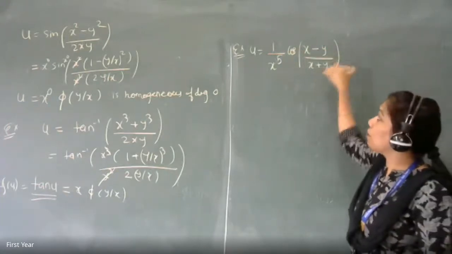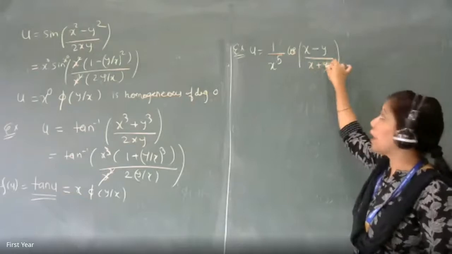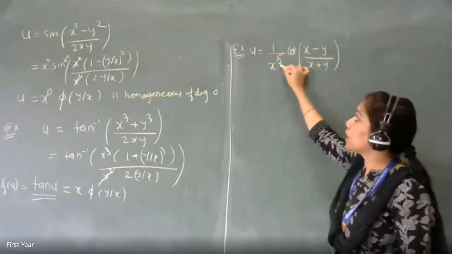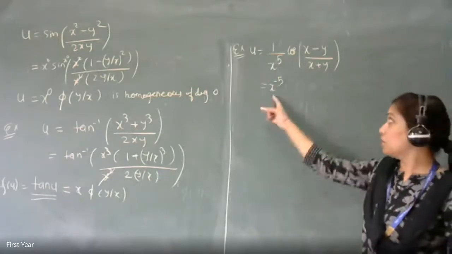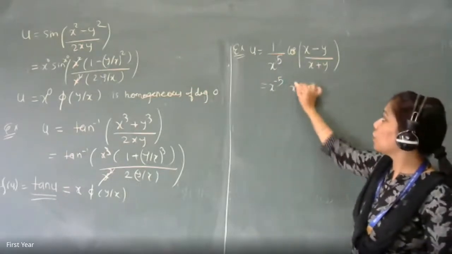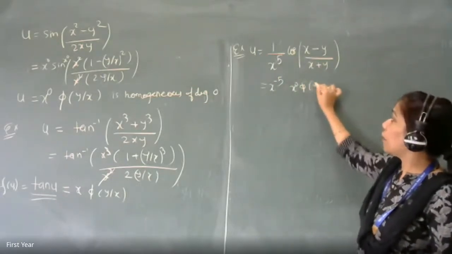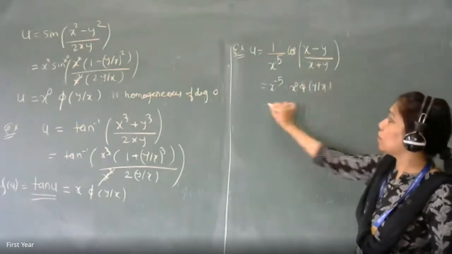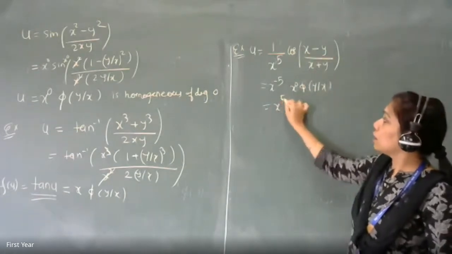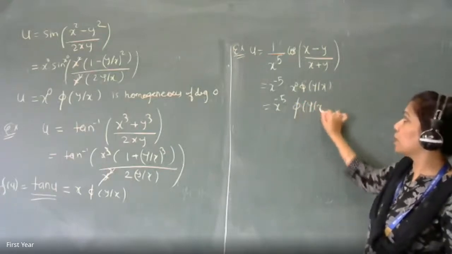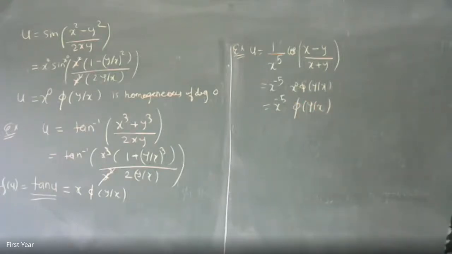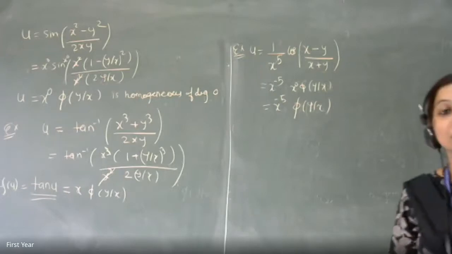So this will become some function of y by x. If I take x common, this is x raised to 5, it will go as x raised to minus 5 outside. First term, and this is x raised to 0 into some function of y by x by taking x common. So it is overall x raised to minus 5 into some function of y by x, and therefore u is homogeneous of degree minus 5. Clear?